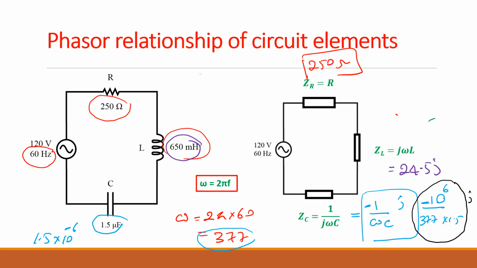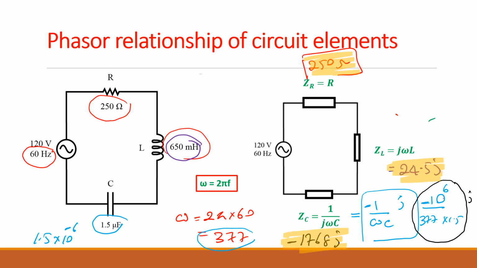What do you get? Minus 17.68j. Do you all get this? Do you get this? Understand it? So this one is this and this one is this.